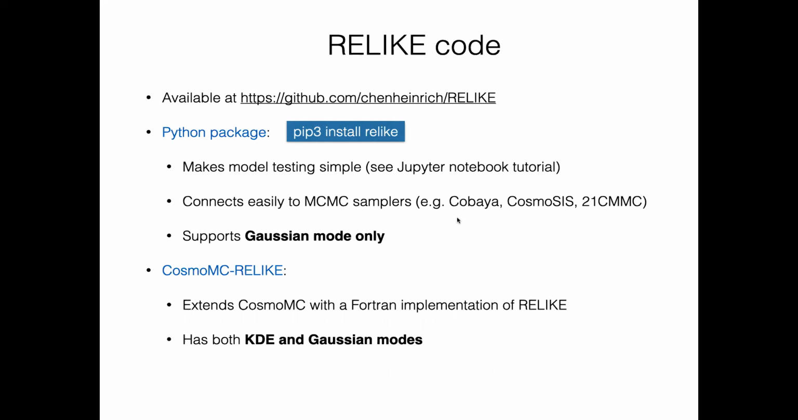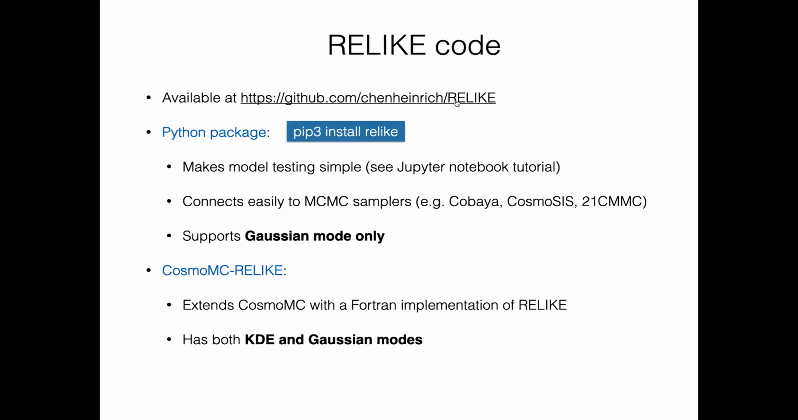And you can also hook this code to various different MCMC samplers. Currently, the Python package supports the Gaussian mode only, which should be sufficient for most models as we tested. But we also have a Fortran implementation of exactly the same algorithm in the Gaussian mode and in the KDE, the kernel density estimate mode as well, that we have hooked ourselves to CosmoMC to produce the results that we showed in the paper, that we'll also show in a minute. So this is also available online.